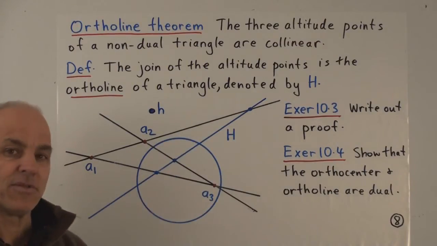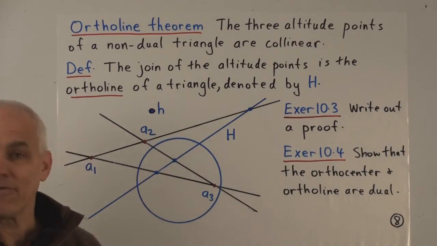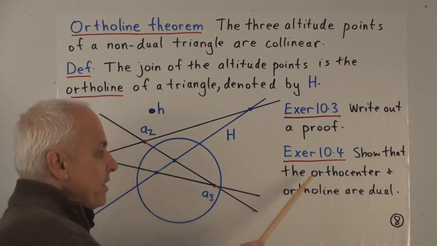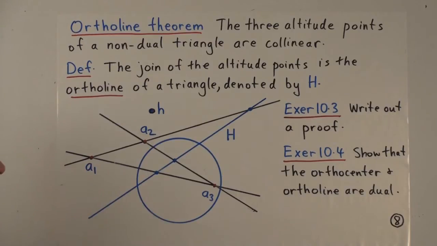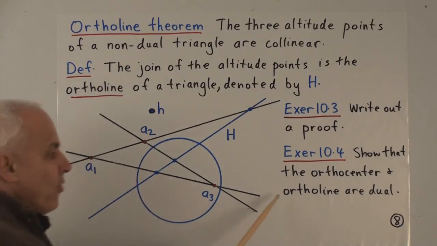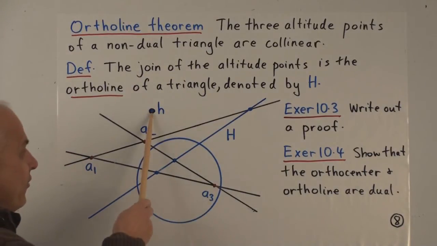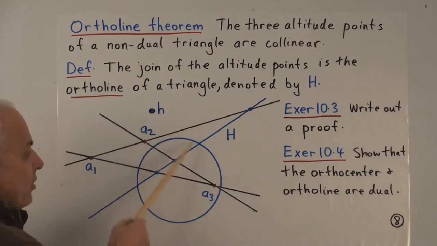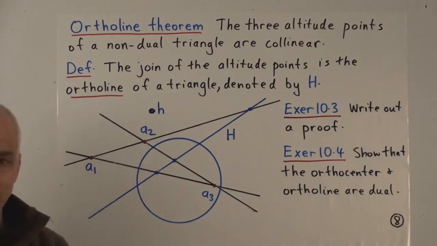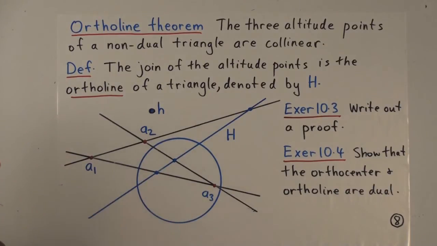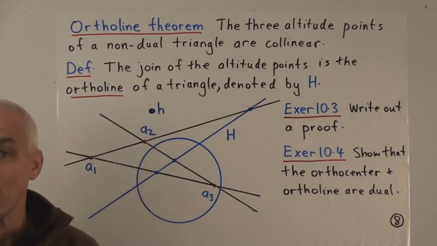So probably a good exercise to write out a proof, or at least write out enough of the proof so you're convinced of that. Another exercise, show that this orthocenter that we defined earlier, H, which is up here, and this ortholine, capital H, are in fact dual. The orthocenter and the ortholine are dual to each other. Here now are some examples of geometry sketchpad diagrams with accurate illustrations of orthocenters and ortholines for various triangles.